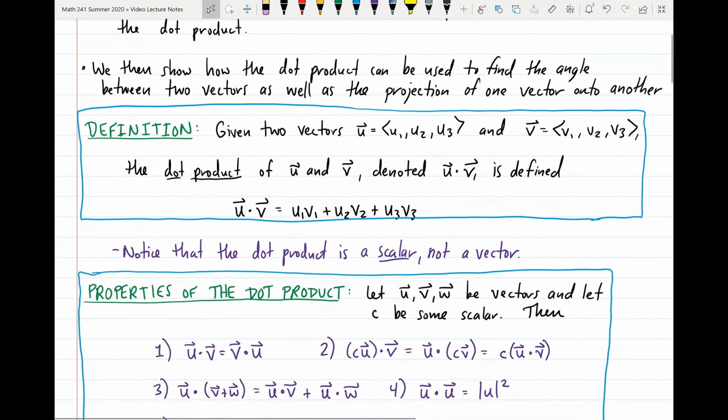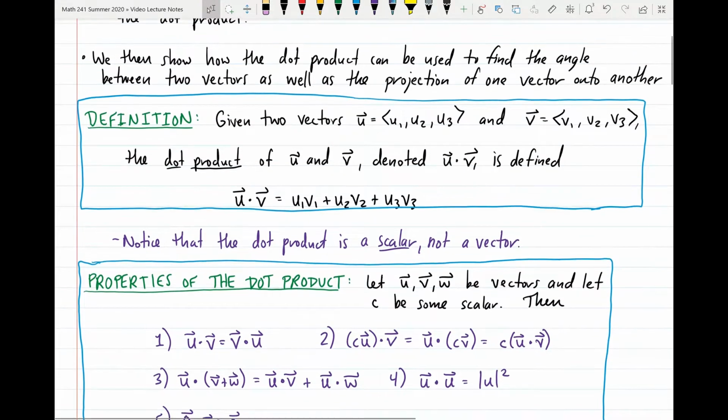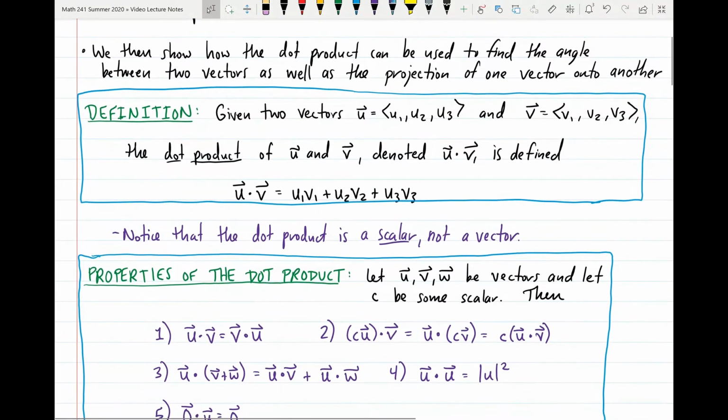All right. So we're going to start off with just the straight definition of the dot product. If we have 2 vectors, u and v, and I have them listed with their component form there, then the dot product of our vectors u and v, which we denote u dot v, hence the name dot product, is defined as follows. So we take the first component of u and multiply it with the first component of v, and then we add the second component of u times the second component of v, and then we add the third component of u times the third component of v.